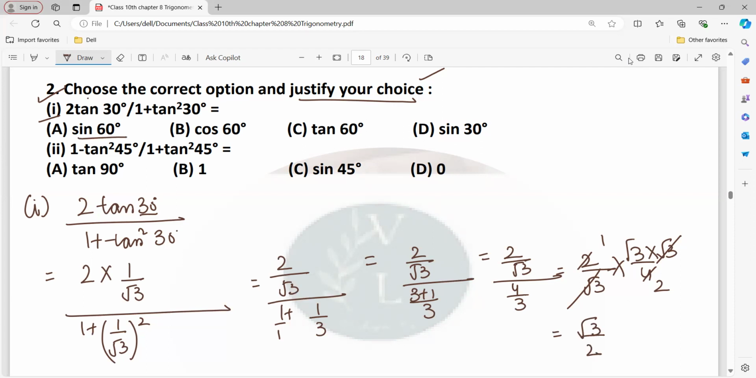Now, just have a look at the options. We got the answer as root 3 by 2. We have the options sine 60, cos 60, tan 60 or sine 30. So we will take the values of each of the options. We know that sine 60 is equal to root 3 by 2. So that means this value is equal to sine 60. So option A is correct. Is it clear how to solve such questions?